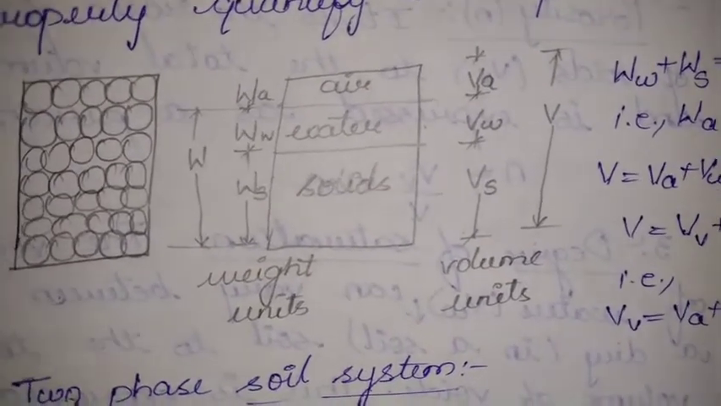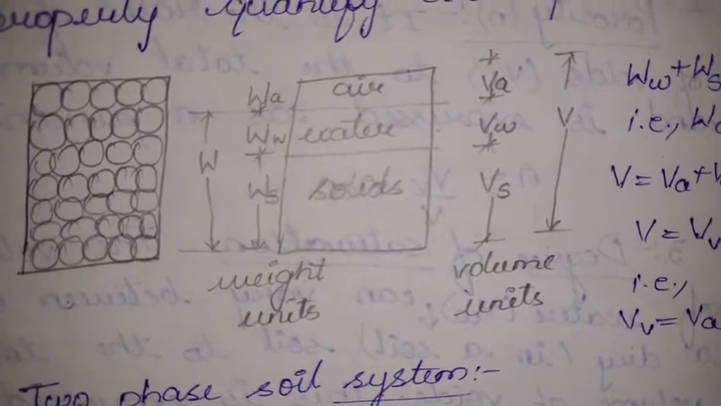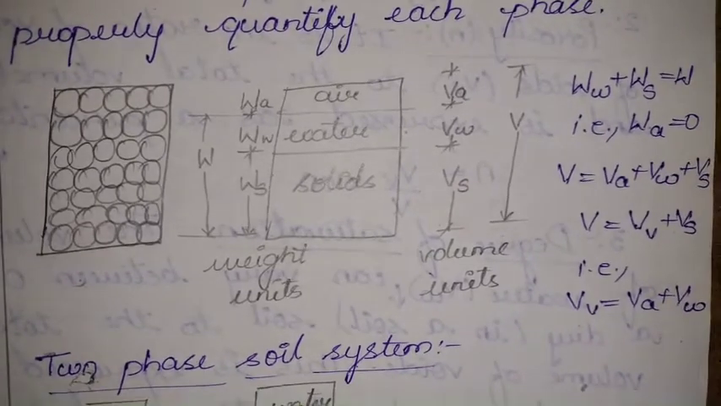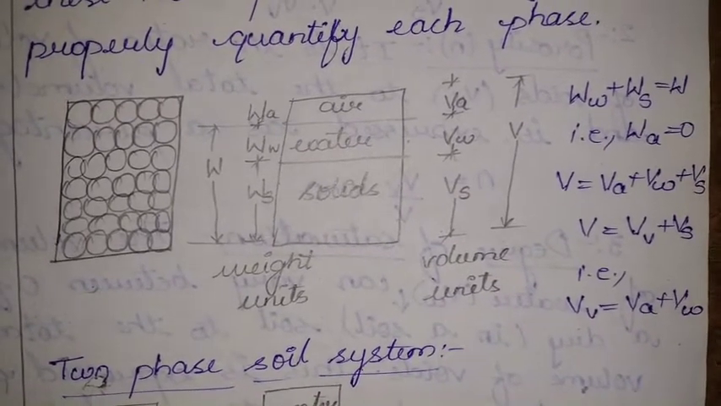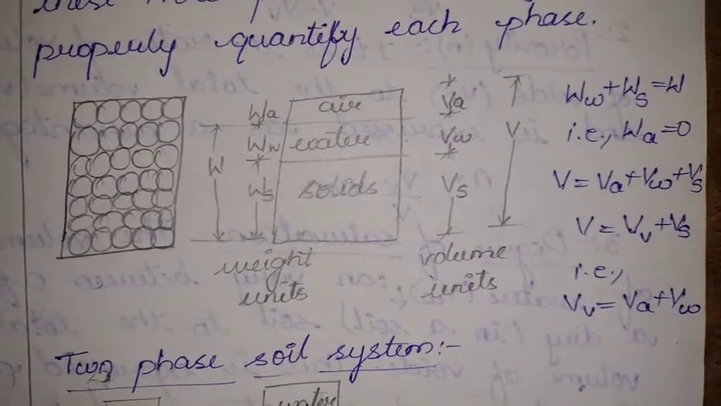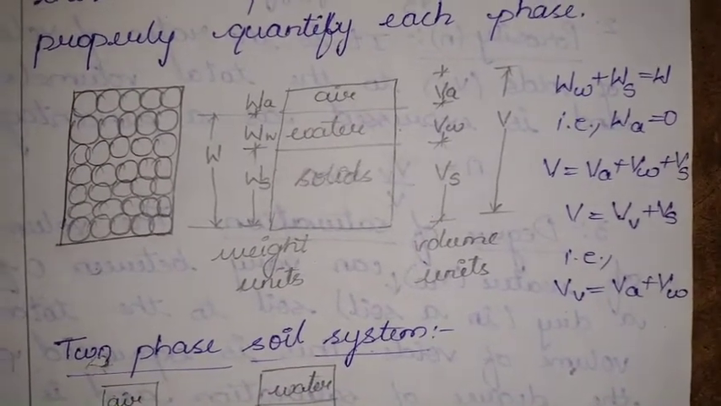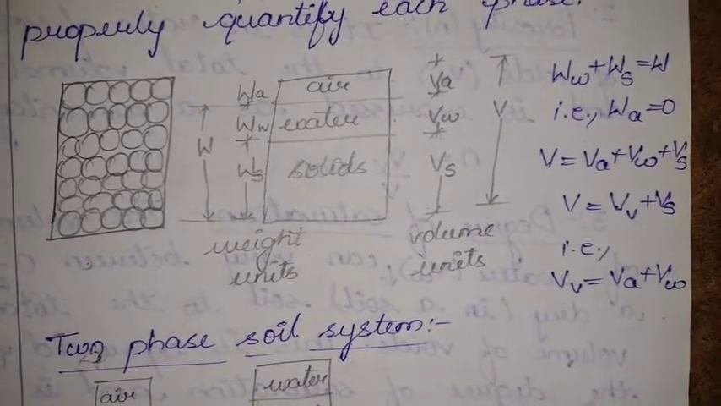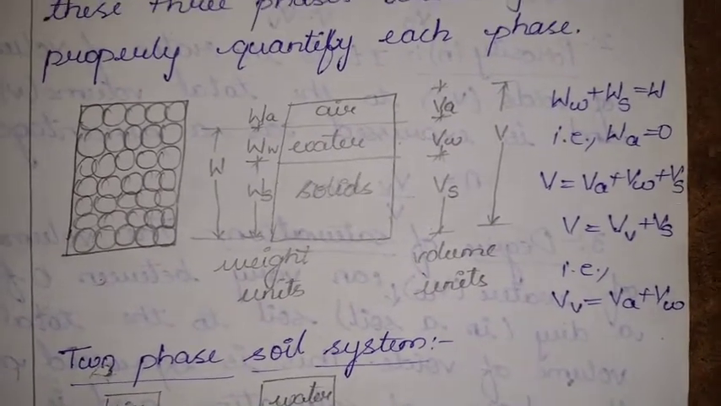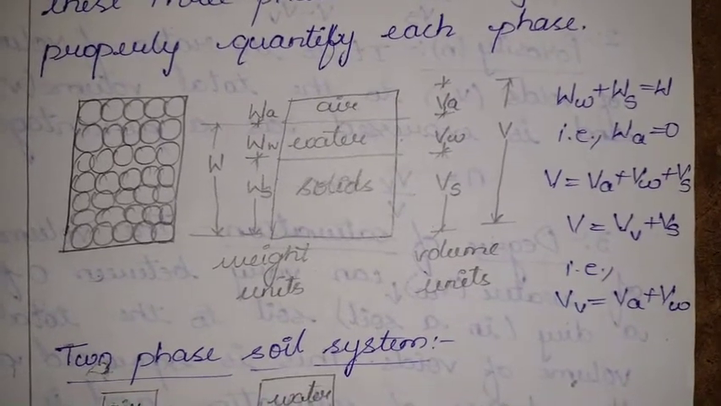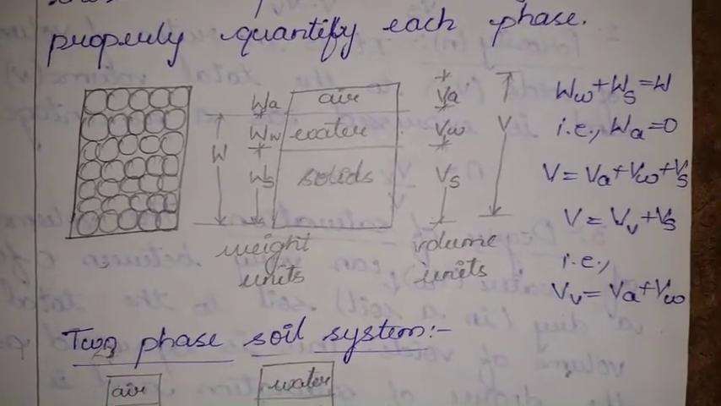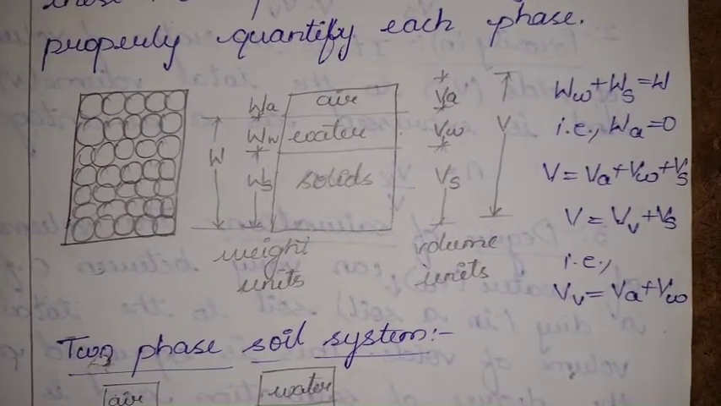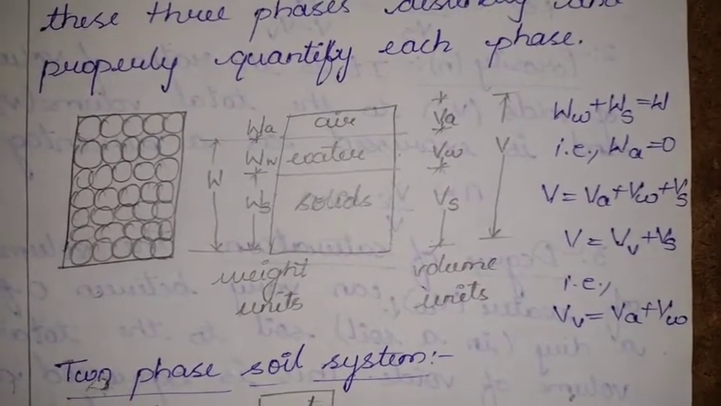This is the three-phase soil system, where weight of water and weight of solids give the total weight. Here we are not adding the air because the weight of air is 0, but in volume we are also considering the air. V equals VA plus VW plus VS. VV is the void volume, and V equals VV plus VS, that is, the volume of voids plus the volume of solids, where the volume of voids is due to the air and water.